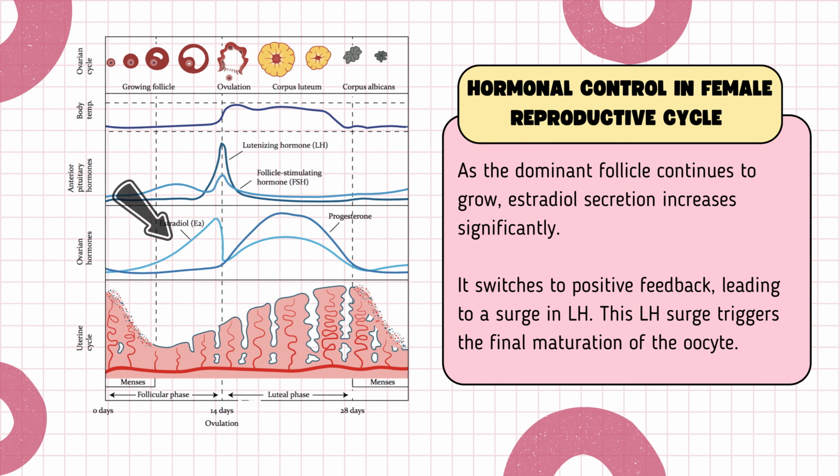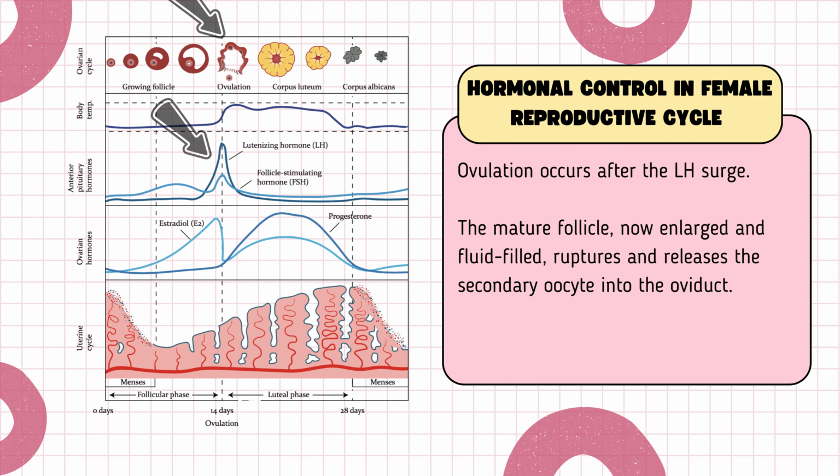As the dominant follicle continues to grow, estradiol secretion increases significantly. Once estradiol reaches a threshold concentration, it switches to positive feedback, leading to a surge in LH. This LH surge triggers the final maturation of the oocyte. Ovulation occurs approximately 24 hours after the LH surge.